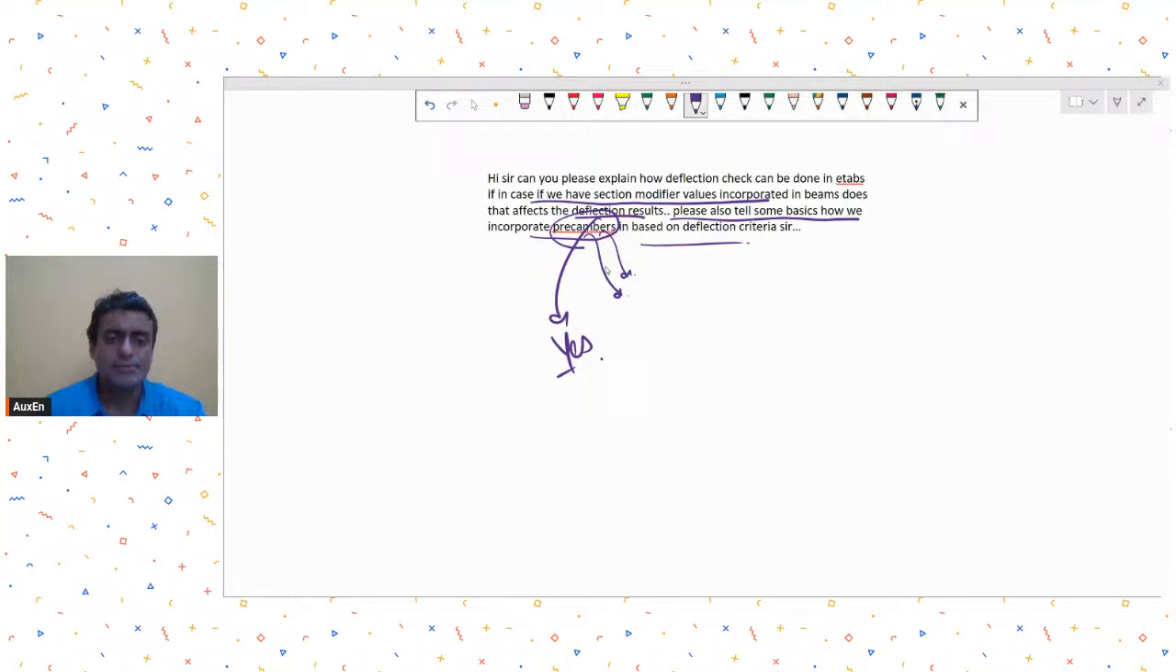Next question was, will the section modifier value affect the deflection result? Yes. In fact, that is the idea of specifying modifiers, because we want to simulate the cracked behavior of your section. When the section is cracked, the moment of inertia is reduced. That is what we want to simulate through these modifiers. So yes, modifiers will affect the deflection result. Okay, very good. So I think that was this question.